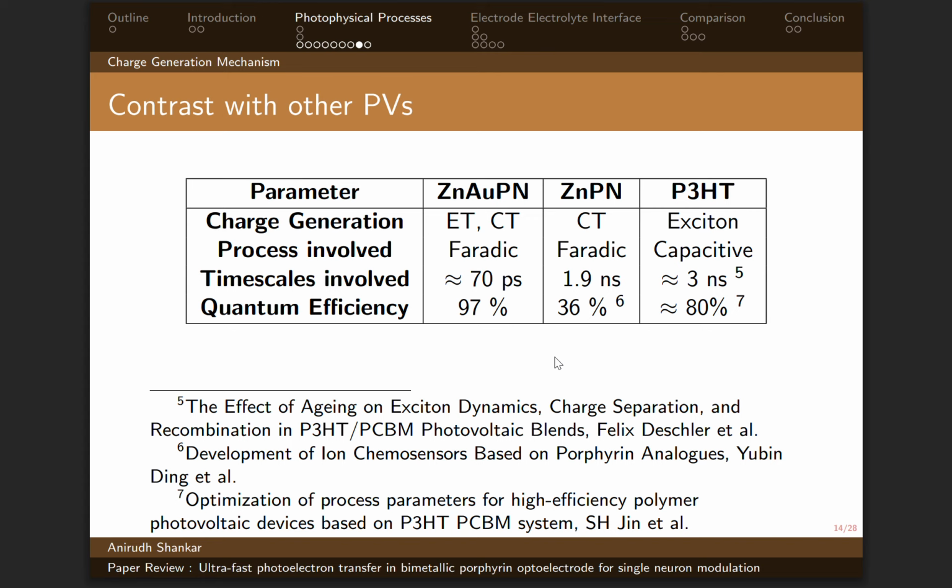The time scales involved are also drastically different. In zinc gold porphyrin, the time scale involved is only 70 picoseconds, whereas in zinc porphyrin, it is 1.9 nanoseconds. And in P3HT based, it's about 3 nanoseconds. The quantum efficiencies are also drastically different. In zinc gold porphyrin, the efficiency is about 97%, whereas in zinc porphyrin, it's only about 36%, whereas in P3HT based PVs, it's only up to 80%.